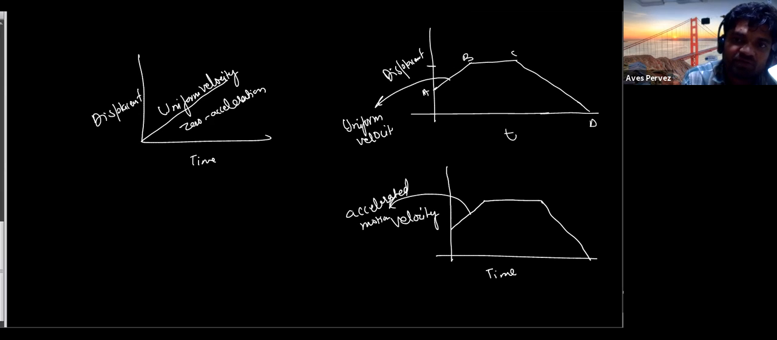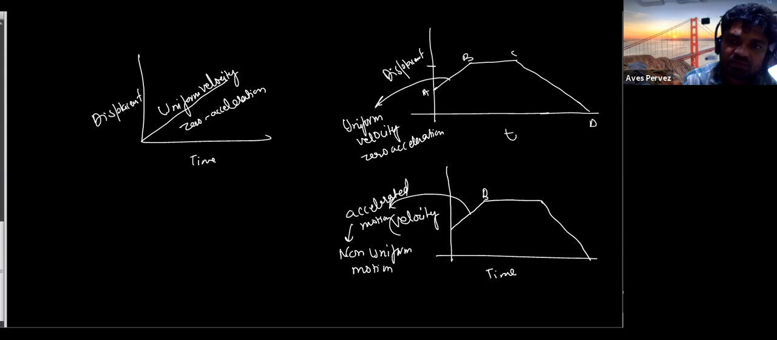So it is going to have uniform velocity, and uniform velocity means zero acceleration. And here we can say that the object's velocity is changing. Since its velocity is changing constantly with time, it means accelerated motion, and any accelerated motion is considered non-uniform motion, because its velocity is changing.